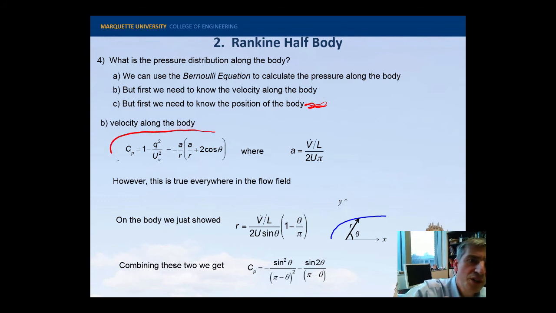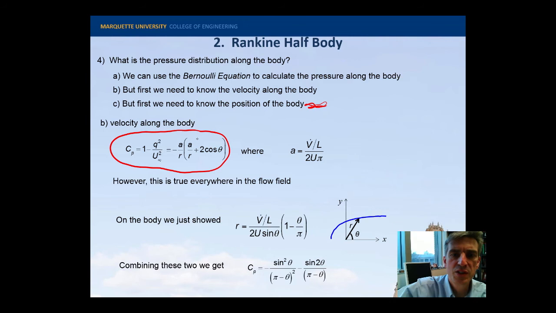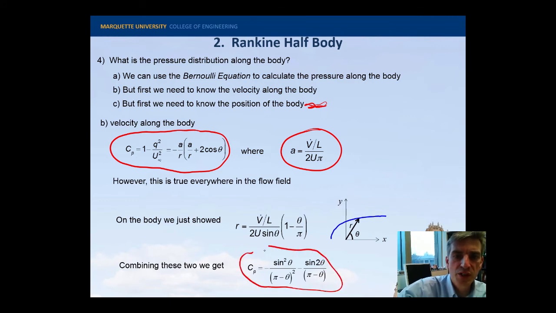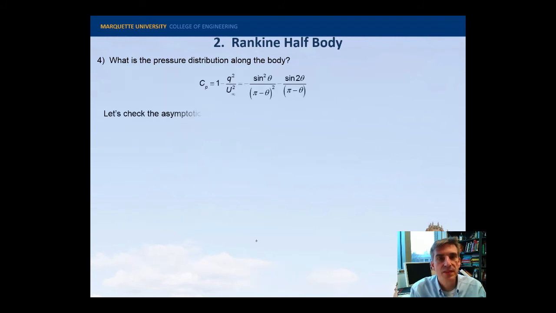So this is the coefficient of pressure everywhere in the flow field that we derived in the previous page, where A is equal to our standoff distance. And now, when we insert the description of where our stagnation streamline is, the relationship between r and theta, we get then what's the coefficient of pressure just on the streamline itself. So this is a very famous relationship that the coefficient of pressure along the Rankine half body is sine squared theta over pi minus theta squared minus sine squared theta over pi minus theta. All right. So here it is.